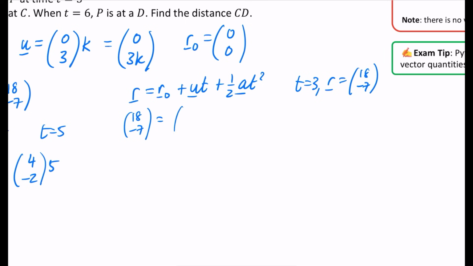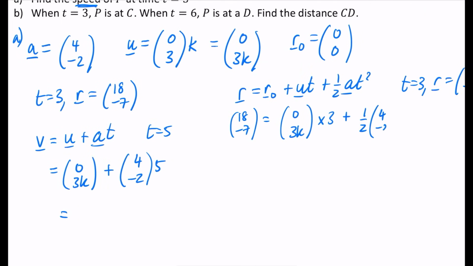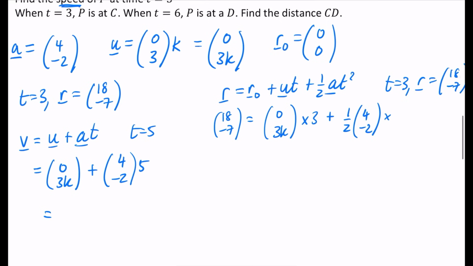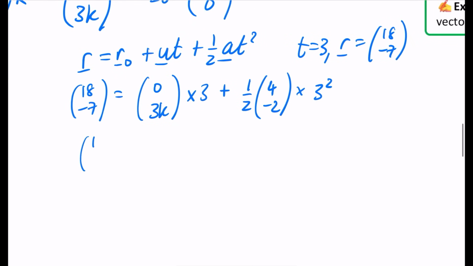And then we get ut. Now, we've said that u is 0 times 3k and that t is equal to 3. And then I'm going to have a half times by the acceleration, which is 4 minus 2, times by t squared, which is going to be 9, or 3 squared. So just do a little bit of tidying up here. We get 18 minus 7 is equal to 0 and 9k.